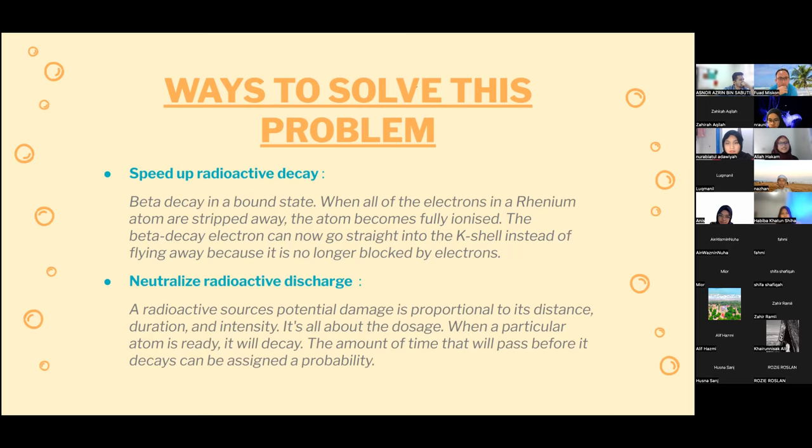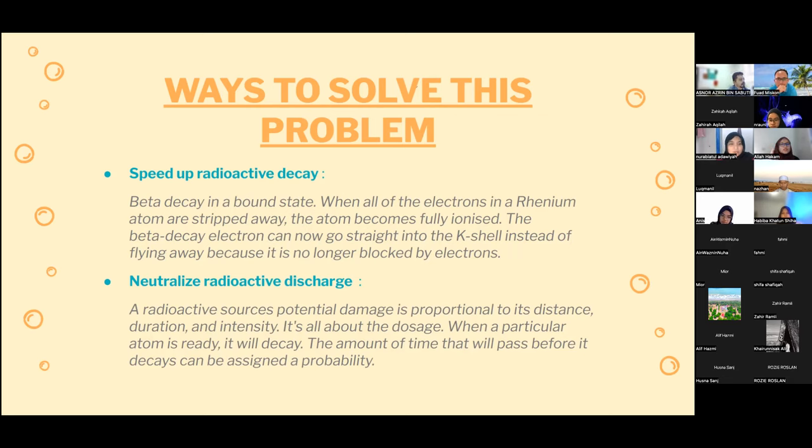Okay, and then next is to neutralize the radioactive discharge. Since we know it's not possible to stop a process from being radioactive, there's no way to prevent or stop that. But it is possible to control the radioactive discharge by neutralizing it.